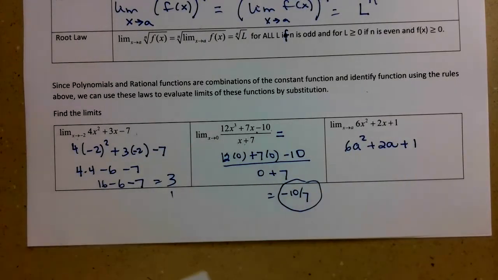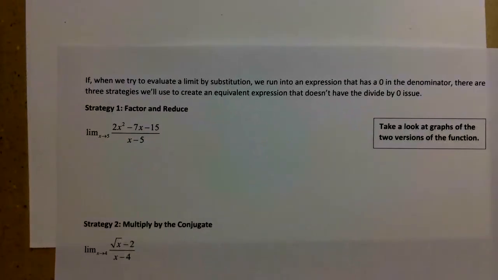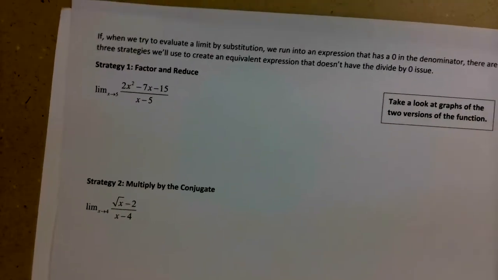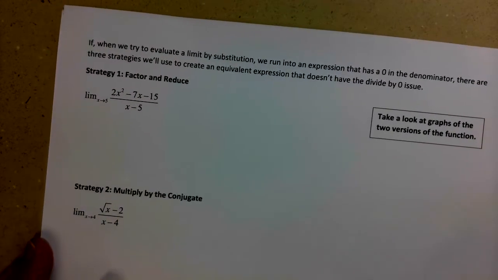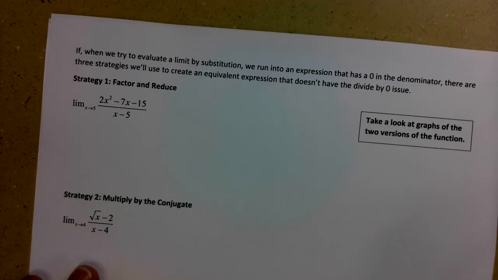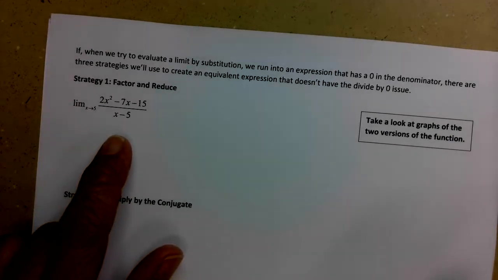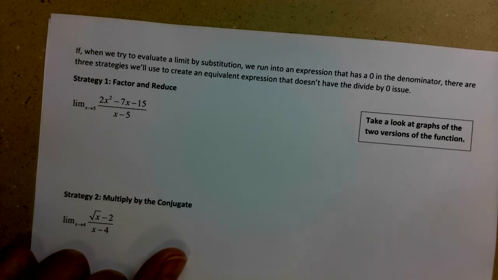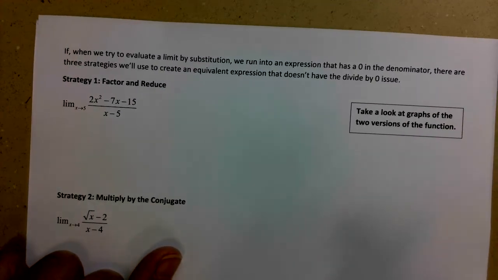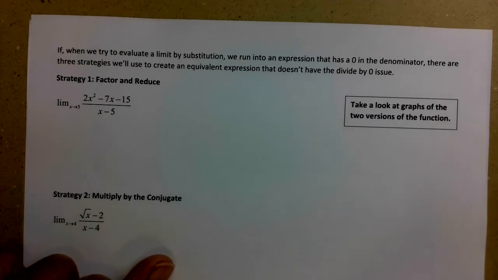Okay, so that's when everything is nice and we can just plug it in and we don't get any problems. But it's time for the difficult part, and it's not that difficult. There are 3 strategies that we're going to look at if we try to evaluate a limit by substitution, but we get division by 0. Then we have some strategies we're going to try.